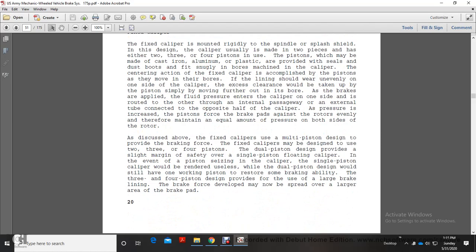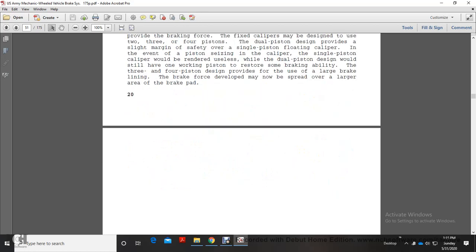sides of the rotor. As discussed above, the fixed caliper and the multi-piston design provide the braking force. The fixed caliper has been designed for use with two, three, and four pistons. The dual piston design provides a slightly marginal safety advantage over the single piston floating caliper. In the event of a piston seizing within the caliper, the single piston caliper will be rendered useless, while the dual piston design would still have one working piston retaining braking ability. The three or four piston design is used with larger brakes, allowing the brake force developed to be spread over the large area of the brake pad.